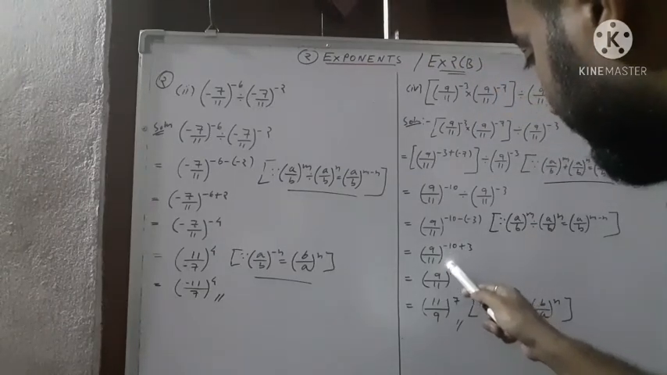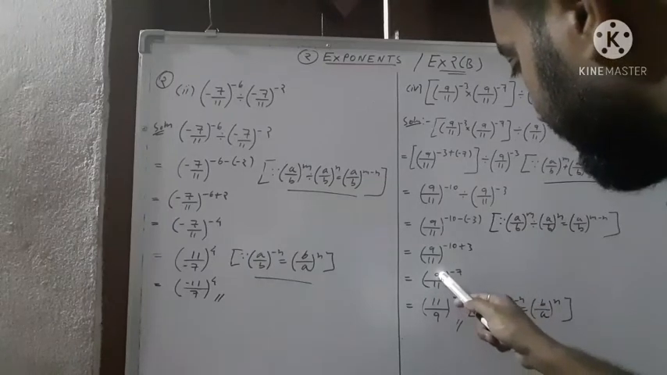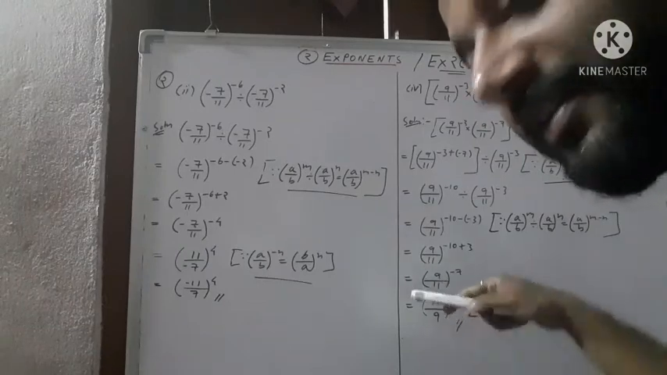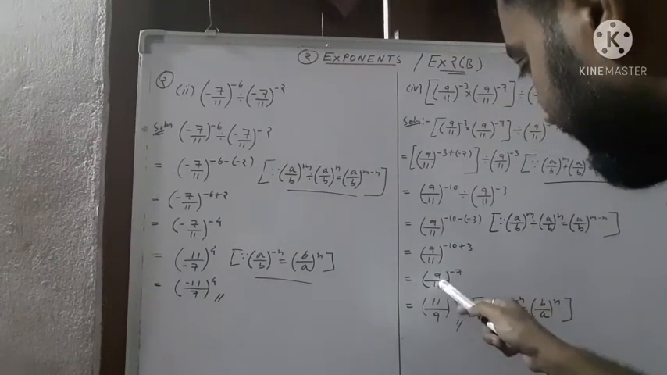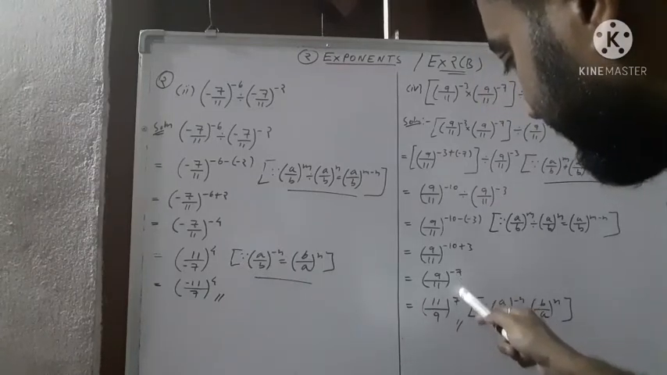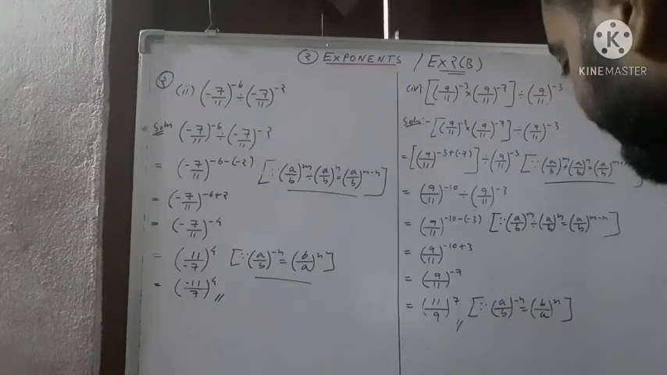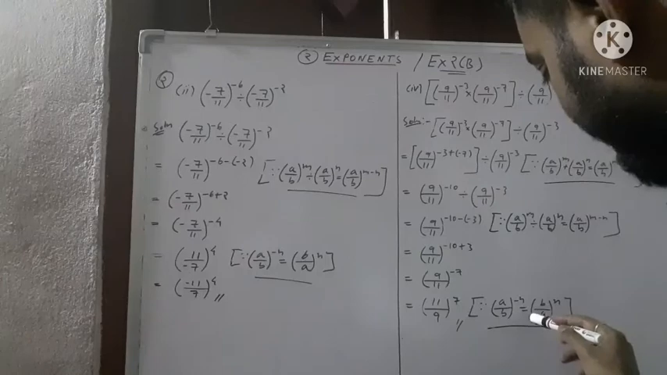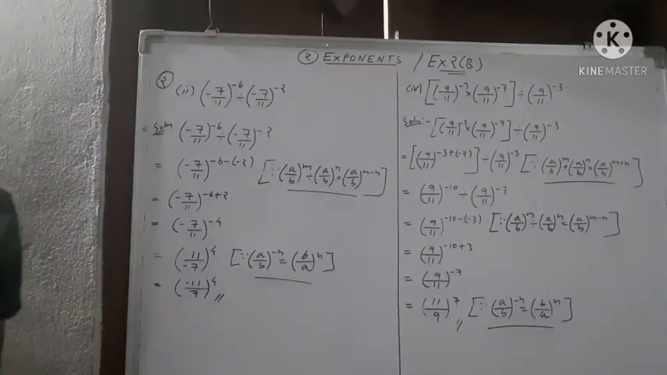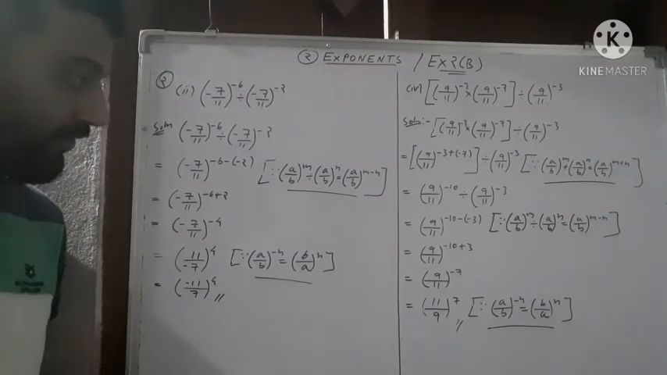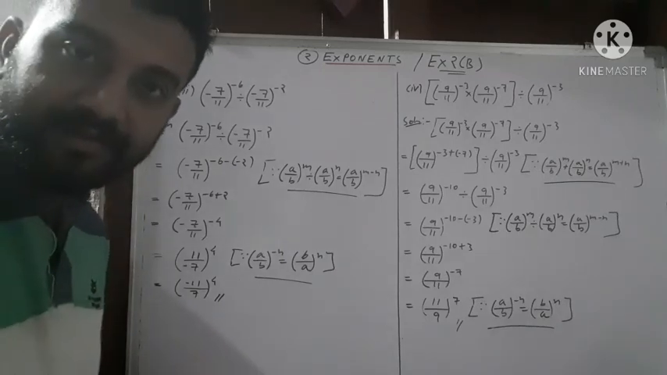Again, if the power is negative and the rational number is reversed, so that the numerator comes down and the denominator goes up, then the power becomes positive. Therefore 11 by 9 whole power 7. Earlier it was minus 7, now it became positive 7. In this case we have used the fifth law, that is a by b whole power minus n equals b by a whole power n. In a similar manner you can do the rest of the questions from this number 2. The remaining we'll discuss in the next class. Thank you.